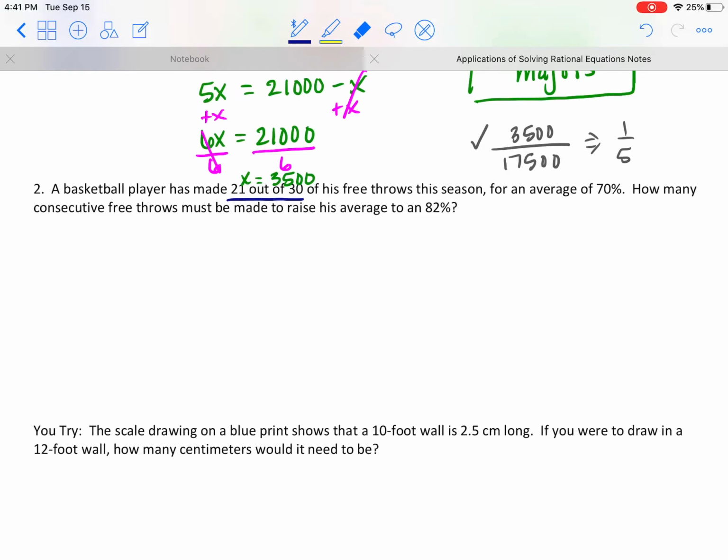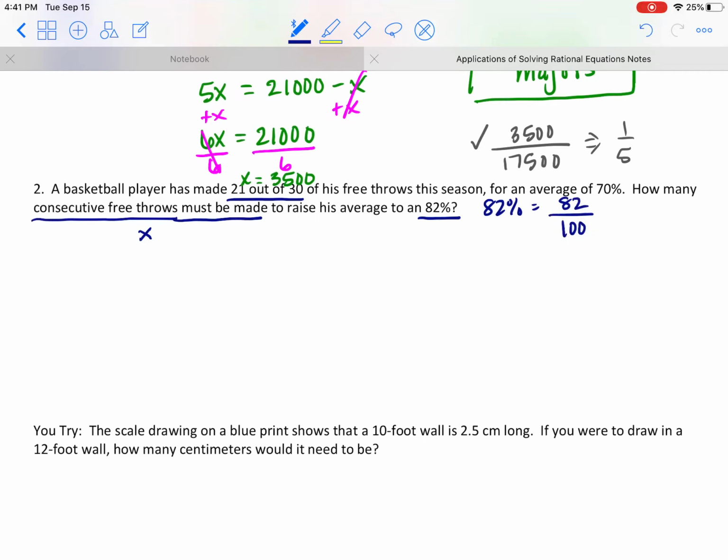Now it says, how many consecutive free throws must he make? That's the question. That's going to be our variable to raise his average to an 82%. So an 82%, that means he's going to be making 82 out of 100 of his shots, okay, if we were to reduce that average.